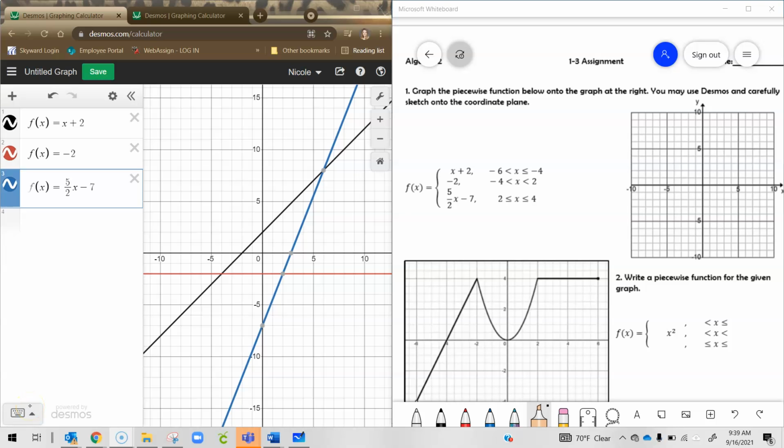So in this video, we are going to go over the 1-3 assignment, which is summarizing piecewise functions, what we covered in section 1.3. And so to start, we are going to do number 1, where we are going to graph the piecewise function f of x. And you'll notice that I have Desmos pulled up over here on the left side.